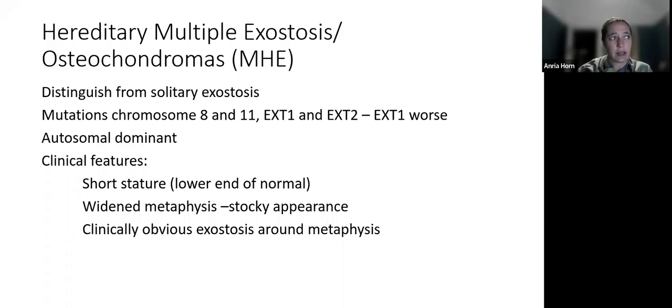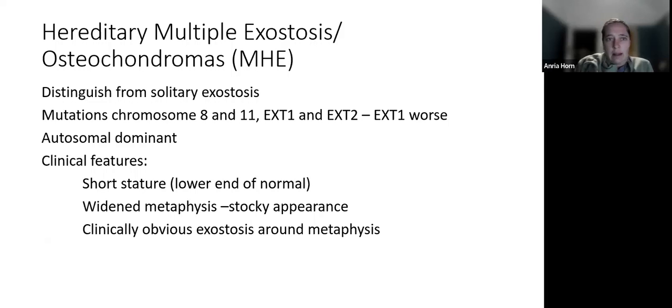MHE is caused by mutations of chromosome 8 and 11, etc. It's autosomal dominant, so you obviously see this in families. The clinical features would be short stature, so not quite dwarfism, but the lower end of normal. Widened metaphyses with a stocky appearance, and then the clinically obvious exostosis around the metaphysis.